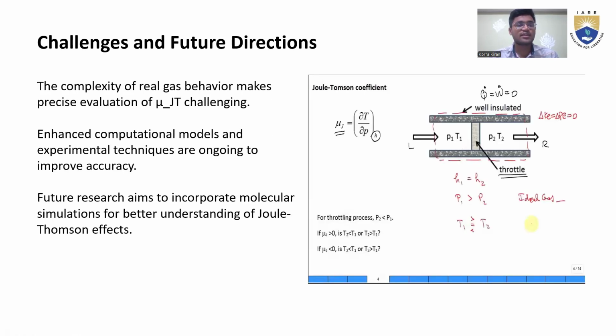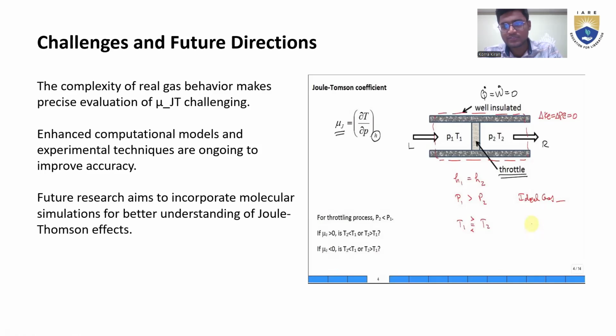Now, challenges and future directions. What are the challenges and future directions? The complexity of real gas behavior makes precise evaluation of mu JT challenging, and enhanced computational models and experimental techniques are ongoing to improve accuracy. Future research aims to incorporate molecular simulations for a better understanding of the Joule-Thomson effect.